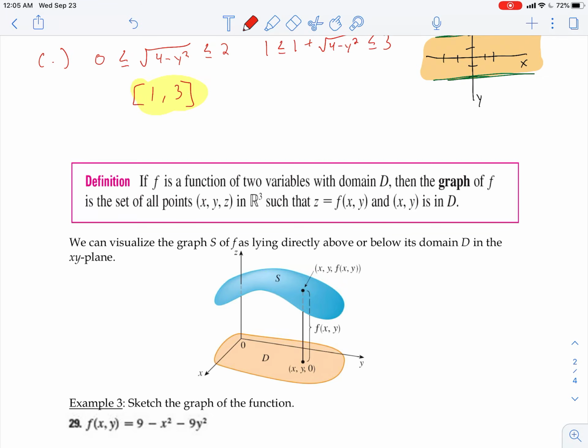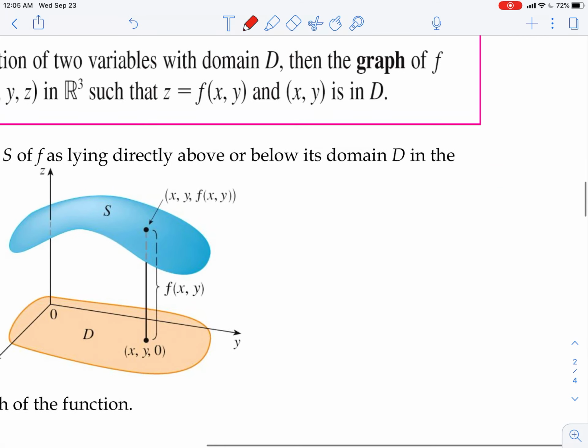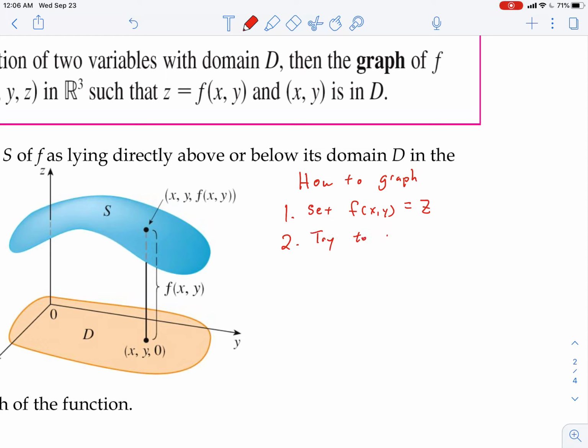Now, on the right, I'm going to give you some directions on how to graph, just because you don't really have anything on these note sheets. So just to the right, I'm going to say how to graph. And how to graph is not overly difficult. So the first part is we want to set f of x, y, so set our function to z. Kind of like how we said f of x is y. We're going to set f of x, y equal to z. And then secondly, we want to try to get a surface that we know.